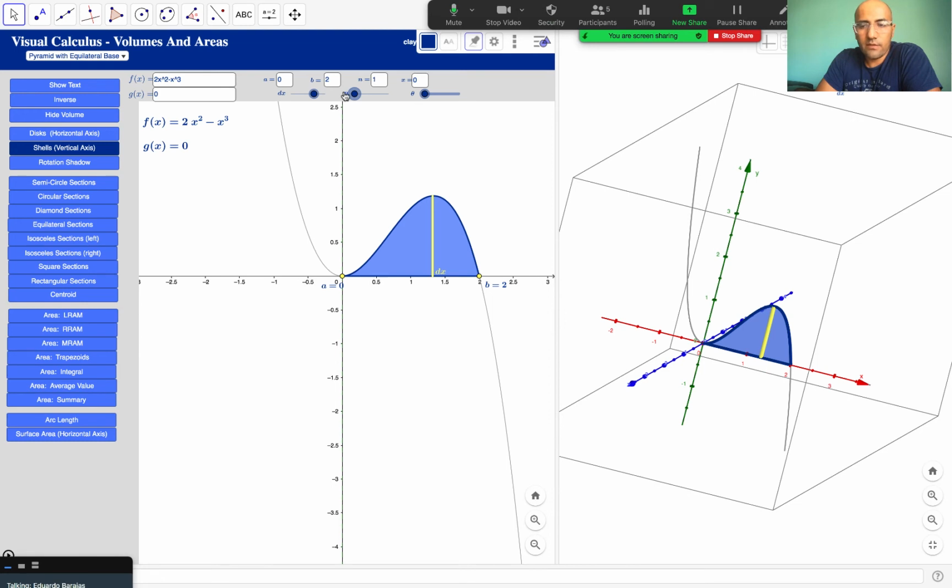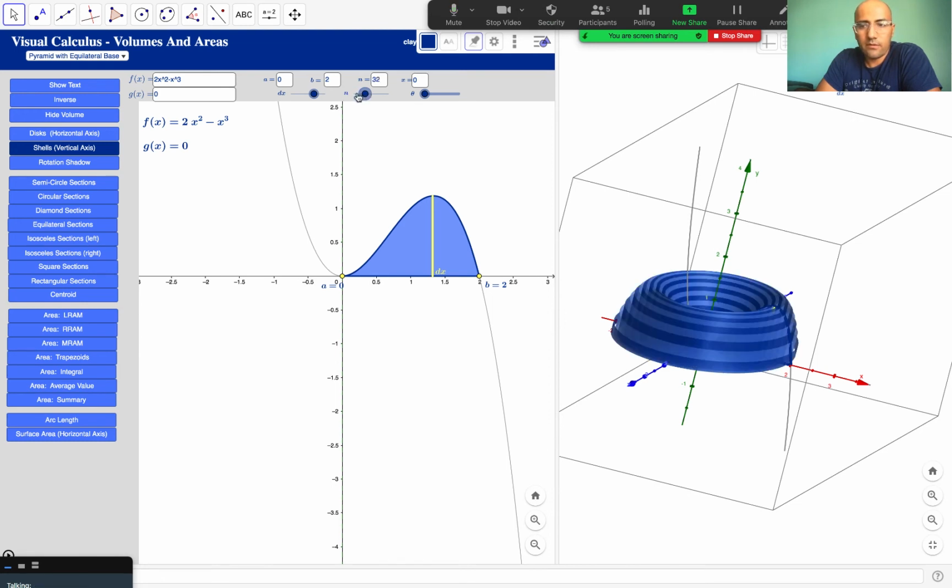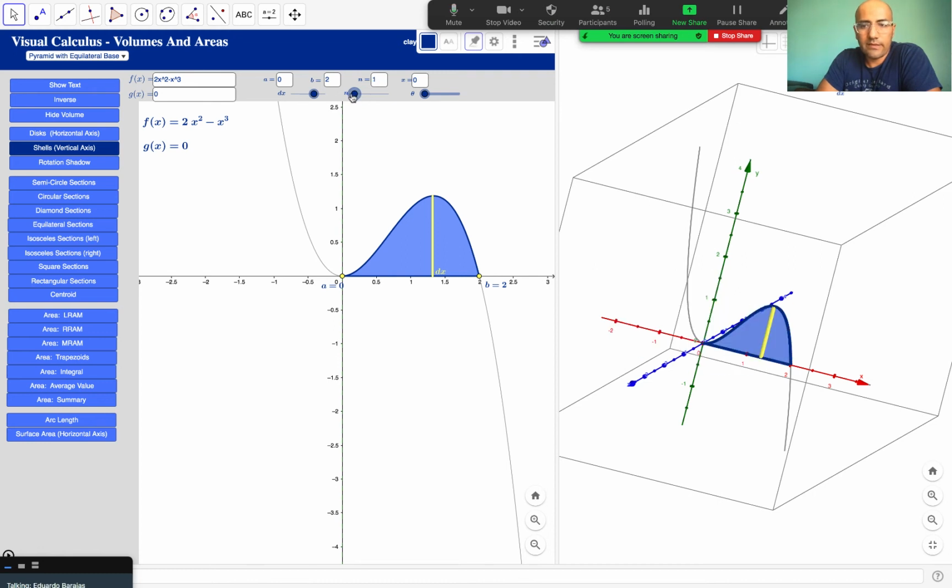There's the graph, and then it gets rotated, so it gives us that shape. Okay, going back to this. Now if I just have one ring, then that ring is going to go around and do that.